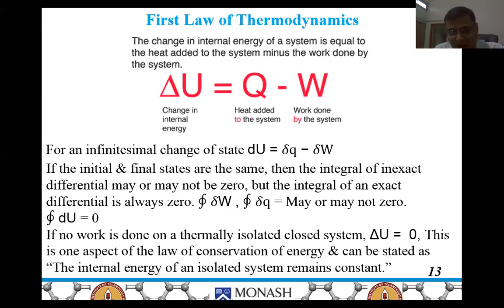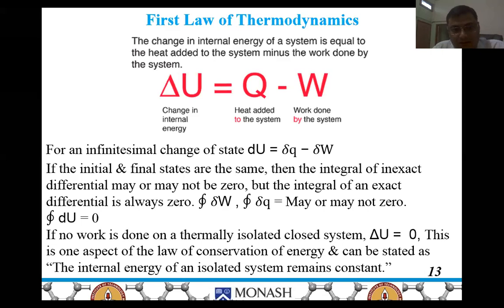Why have we represented U as dU and Q and W as delta Q and delta W? It's because U is a state function and Q and W are path functions. So U is represented by initial and final position and not by the path, but Q and W are dependent on the path. So if the initial and final states are the same, then the integral of an inexact differential may or may not be zero, but the integral of an exact differential is always zero.